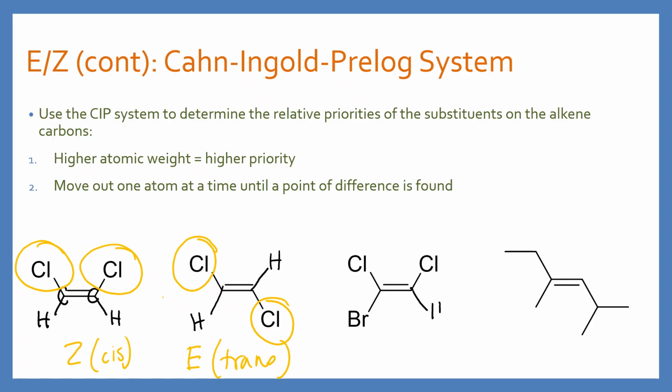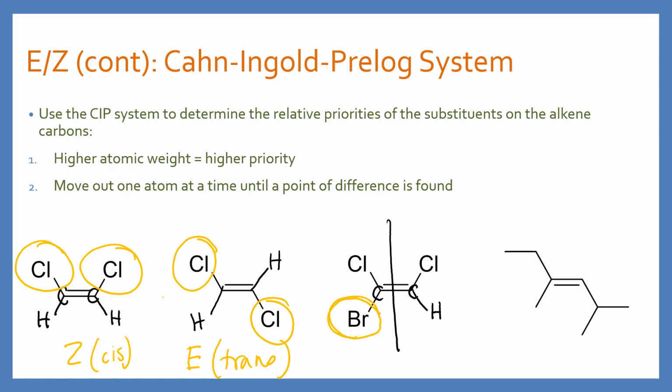On this next molecule, we have 2 carbon atoms in the alkene, and they have different substituents on them this time. So the first thing we need to do is look at our carbon on the left and compare chlorine and bromine and decide which one is the higher priority. If you look at the periodic table, you'll see that bromine is below chlorine. So this is a bigger atom, higher atomic weight equals higher priority.